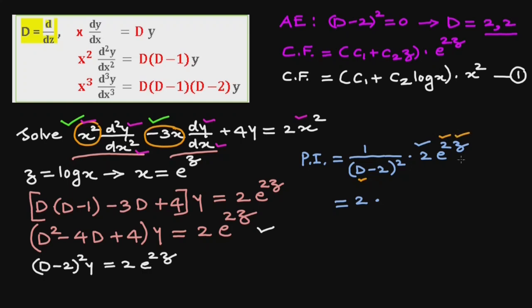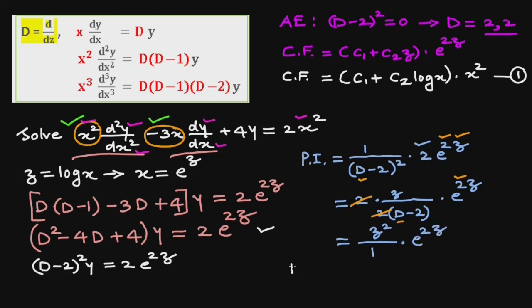So we write z upon derivative of D minus 2 whole square, which is 2 times (D minus 2) e raised to 2z, cancelling this 2. If we again put D equals 2, the denominator will be 0. So we write z square upon derivative of D minus 2, which is 1, into e raised to 2z. So the particular integral in terms of x will be, for z square we write (log x) whole square, and for e raised to 2z we write x square. So x square into (log x) whole square.